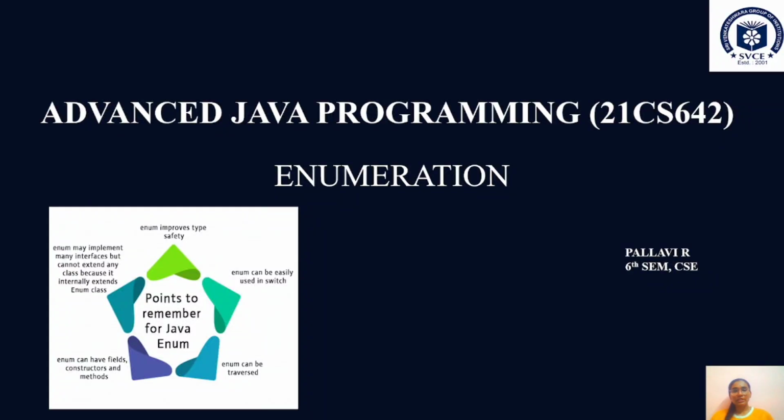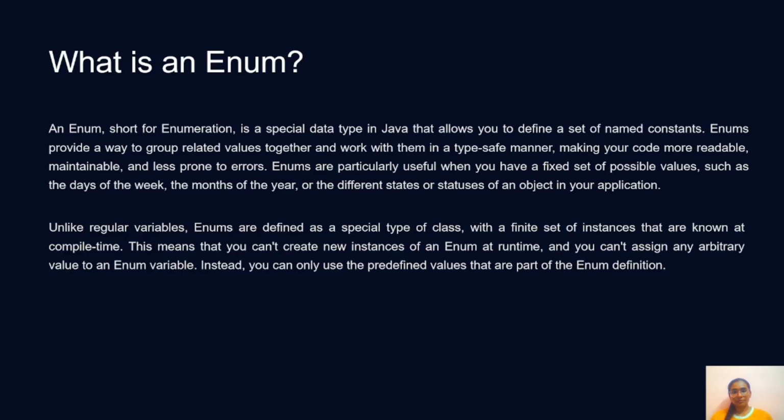In this video, let's discuss the topic enumeration. What is enumeration? In short, it is called enum, which is a special data type in Java that allows you to define a set of named constants. Enums provide a way to group related values together and work with them in a type-safe manner, which makes the code more readable, maintainable, and less prone to errors.